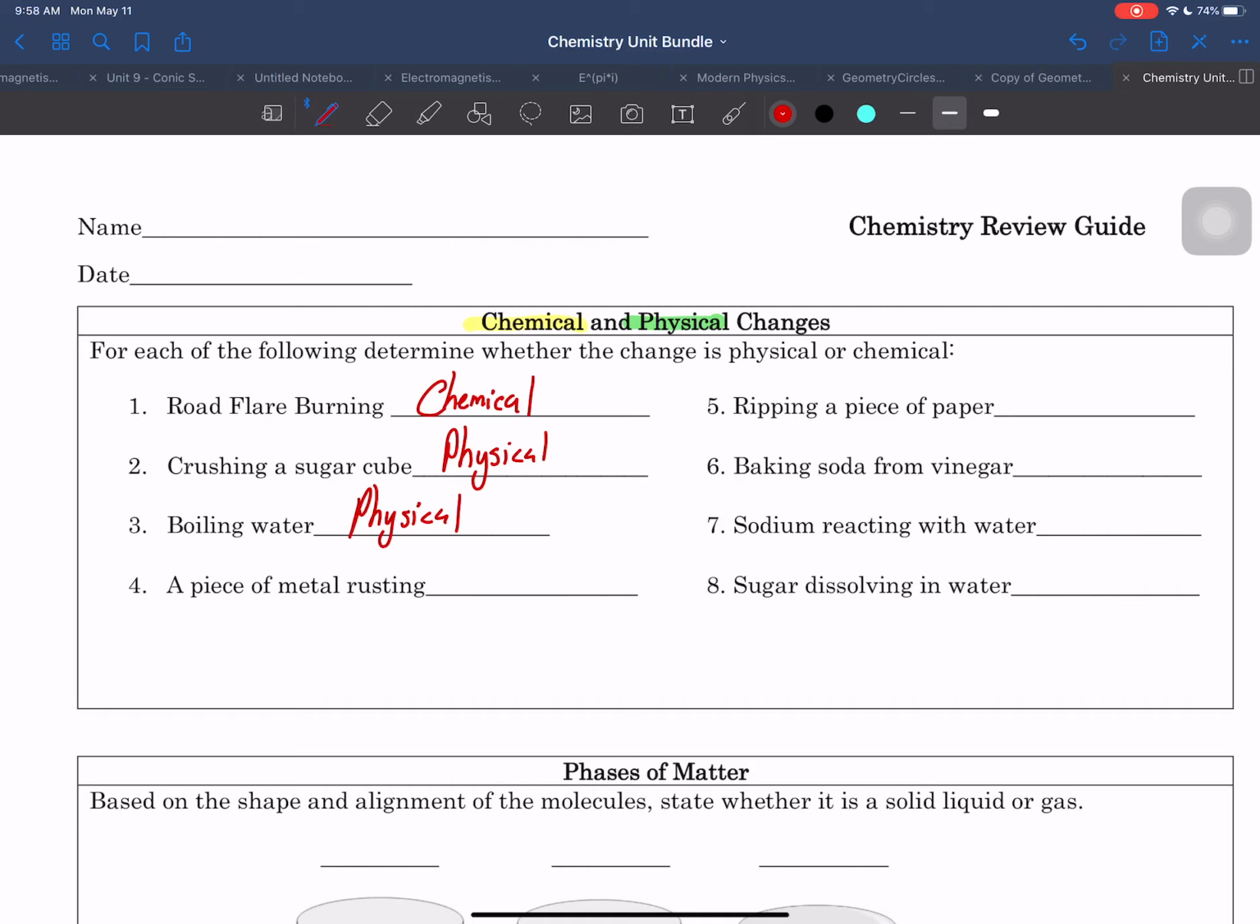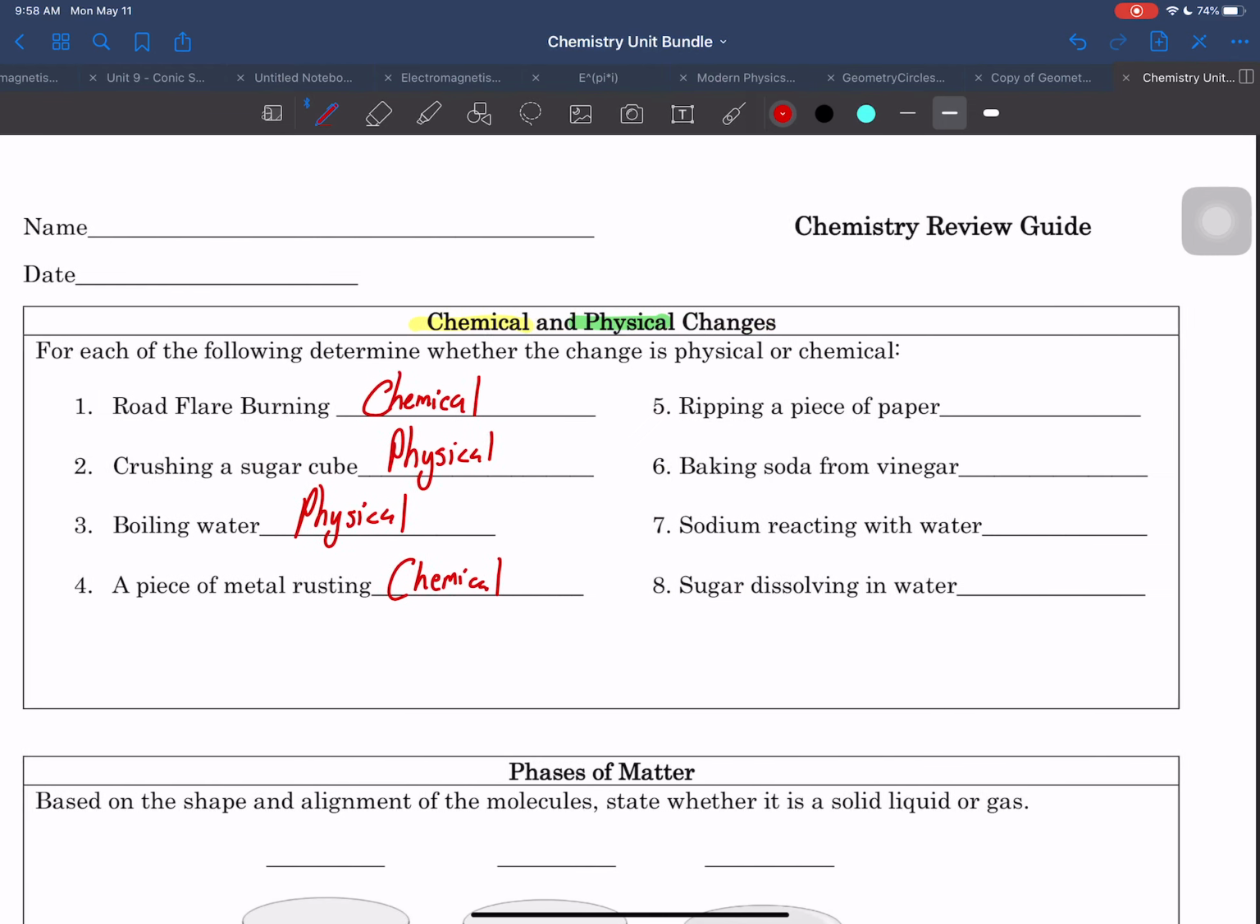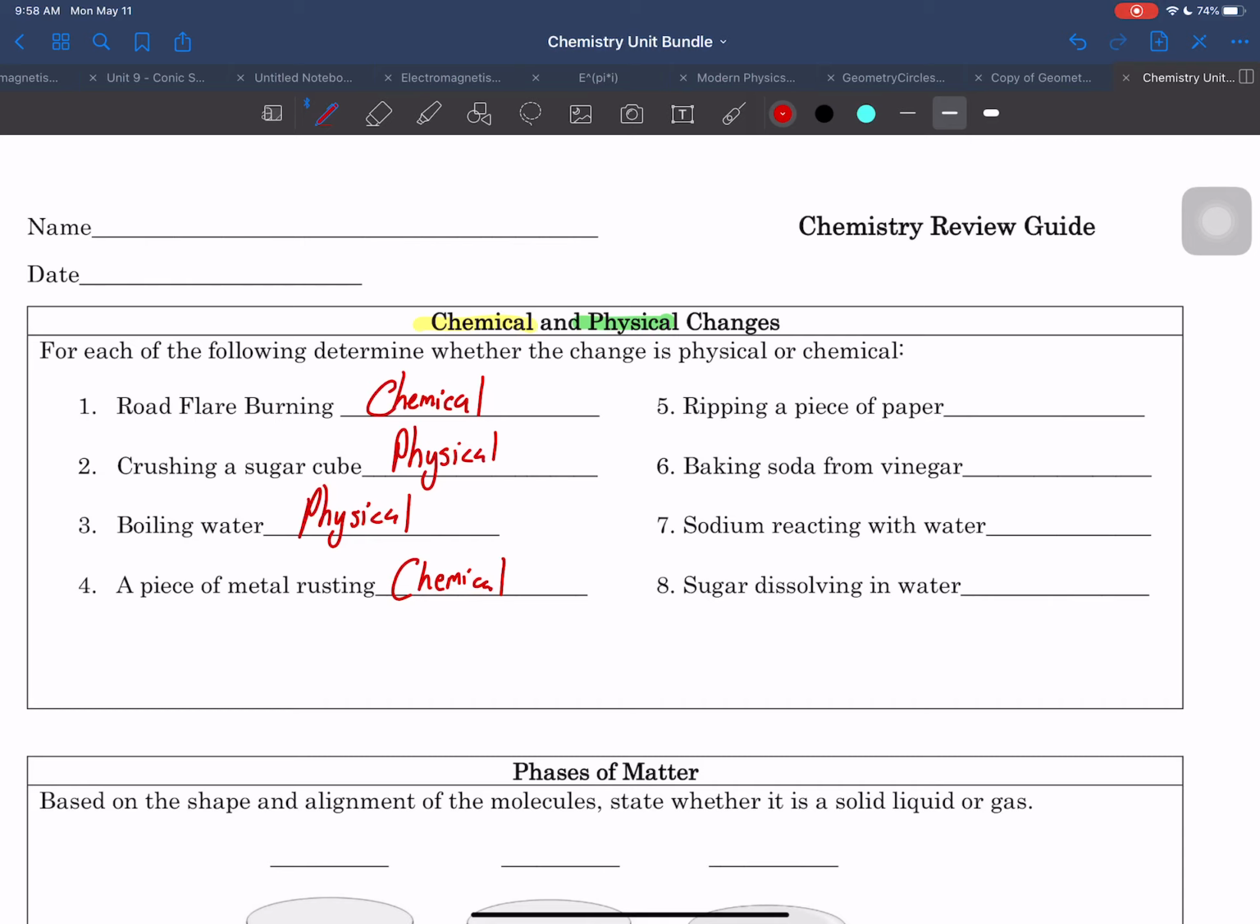A piece of metal rusting. Once something rusts, you can't go backwards with the rust. You can scrub the rust off, but rust is just going to be a chemical change. Ripping a piece of paper is going to be a physical change. Baking soda and vinegar. If anyone has ever mixed baking soda and vinegar, you'll get a small chemical reaction. You'll see a little kind of smoke come off. You'll see it bubble quite a bit. So that's going to be a chemical change.